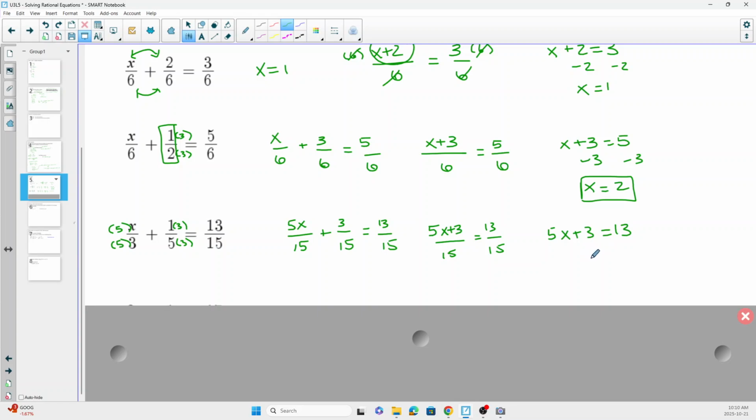We could take away 3 from both sides, so we get 5x is equal to 10, and then we can divide both sides by 5, and we get x is equal to, not 5, x is equal to 2.